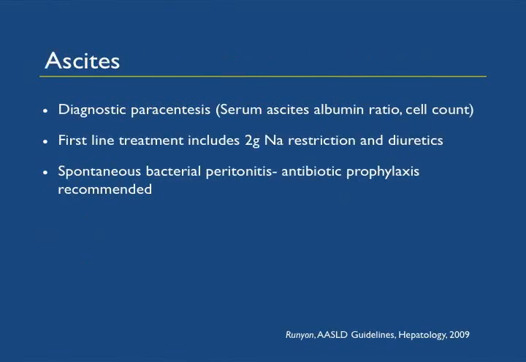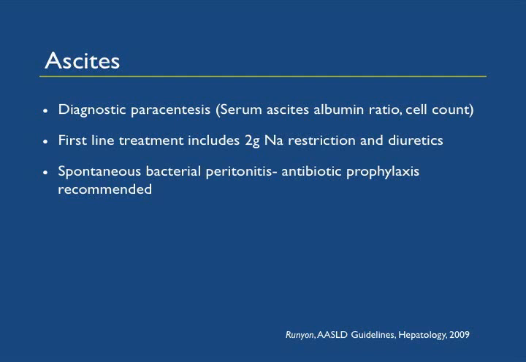Ascites is another complication of cirrhosis which is associated with significant morbidity and mortality. I will only focus on a few key points regarding ascites as this is a topic for an entire other talk. For new-onset ascites, a diagnostic paracentesis with measurement of the SAG, serum to ascites albumin ratio, and cell count is important to confirm that the cause of the ascites is indeed due to cirrhosis, and also to rule out spontaneous bacterial peritonitis, which can have devastating consequences in the cirrhotic patient.